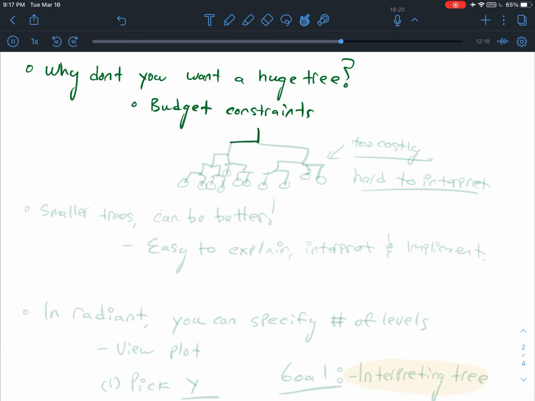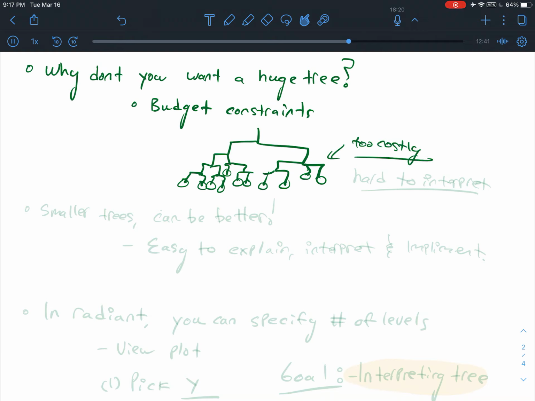If you have a huge tree, let's say it looks like this, keeps going down and down and down, right? If it keeps doing this, you have to make a different path or decision for each one of these terminal nodes. And that might be too costly. So I'm going to say this might be too costly.